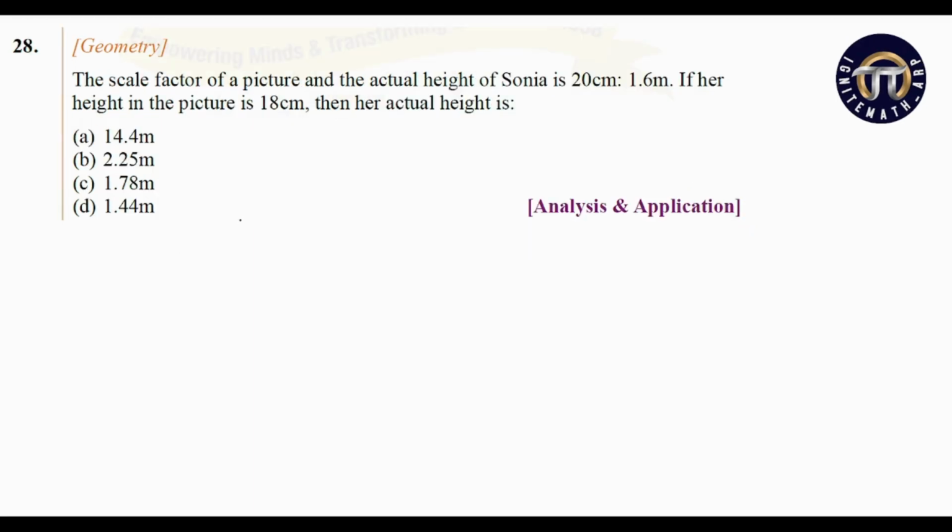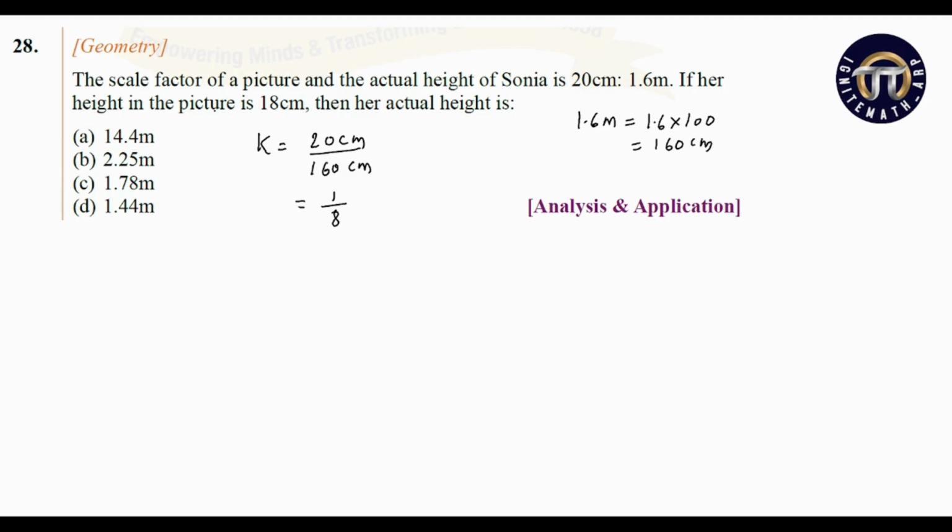Now let's move to the next question, question number 28. The scale factor of a picture and the actual height of Sonia is 20 centimeter is to 1.6 meter. Scale factor K is equal to 20 centimeter is to 1.6 meter. You know that in 1 meter there are 100 centimeters, so I can write this as 160 centimeter. Units should be the same. So K is what here, children? K is the scale factor.